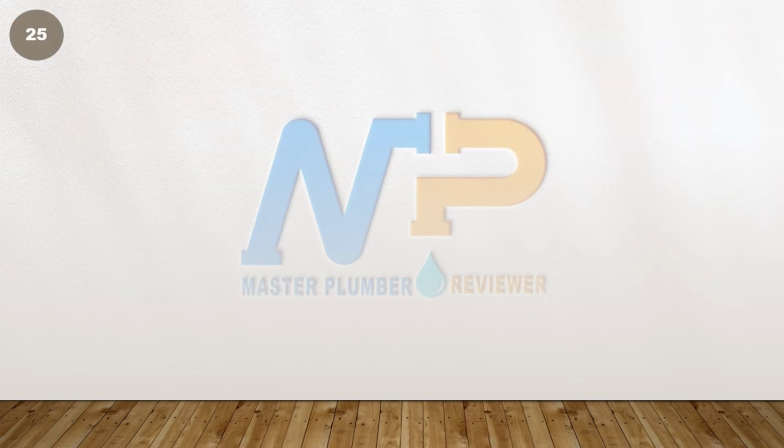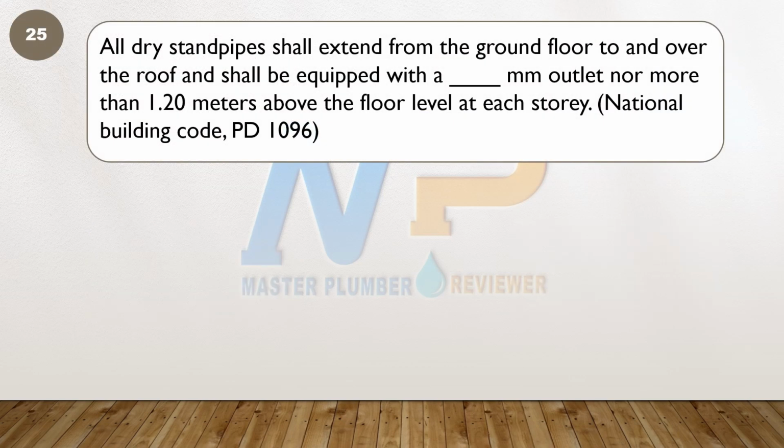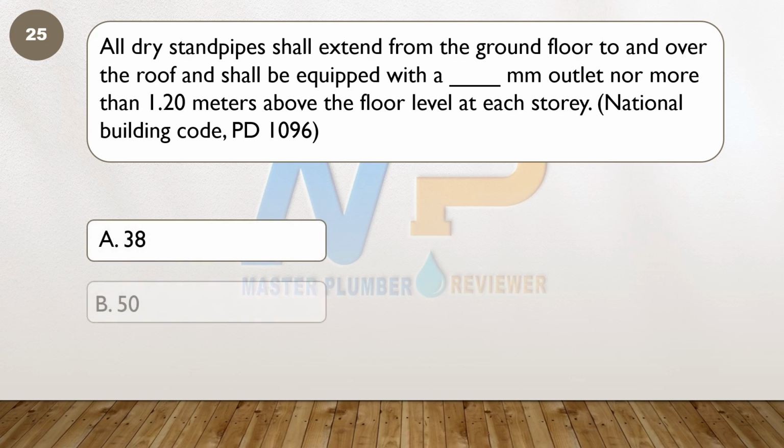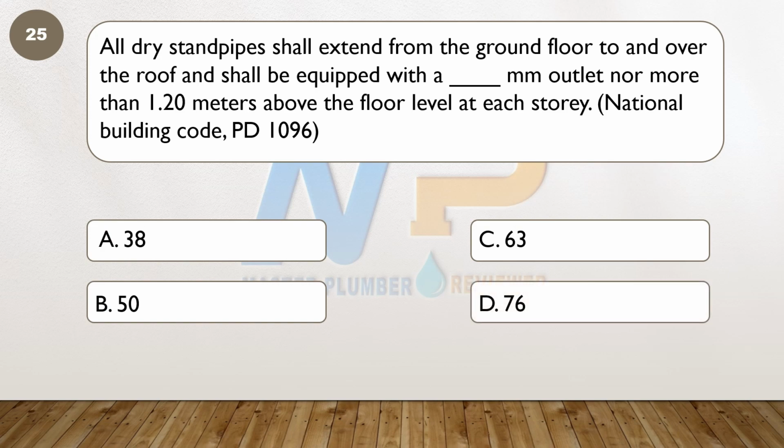Number 25. All dry standpipes shall extend from the ground floor to and over the roof and shall be equipped with a blank millimeters outlet nor more than 1.20 meters above the floor level at each story. A. 38. B. 50. C. 63. D. 76. The answer. It's C. 63.